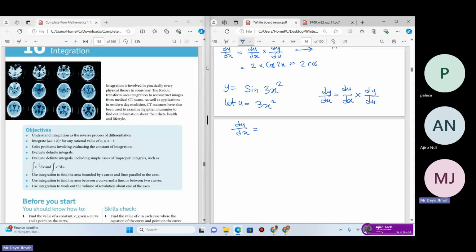The power multiplied by the coefficients. 2 times 3 is what? 6. x, then that variable x raised to the power reduced by 1. 2 minus 1 is what? 1, right? So power 1. So I'll leave it at that.